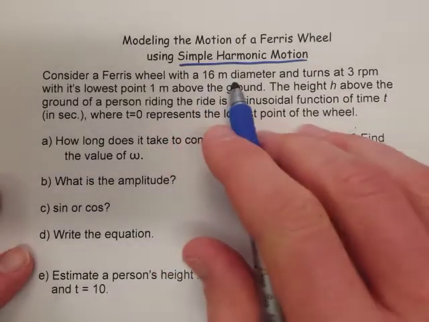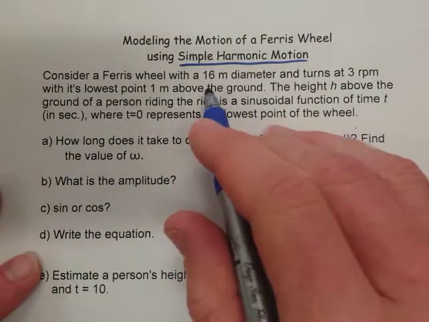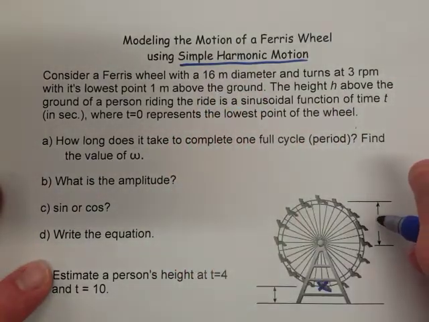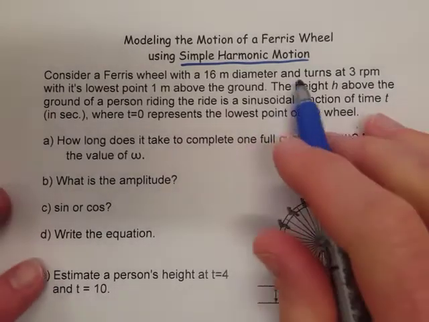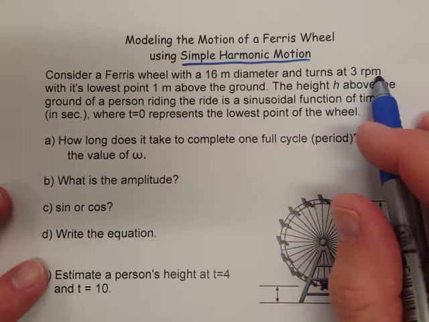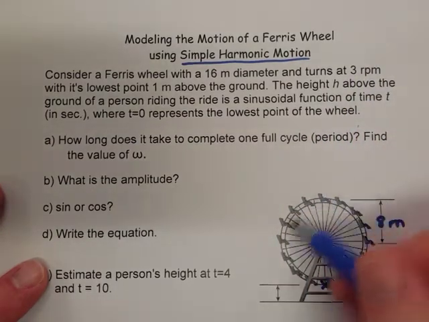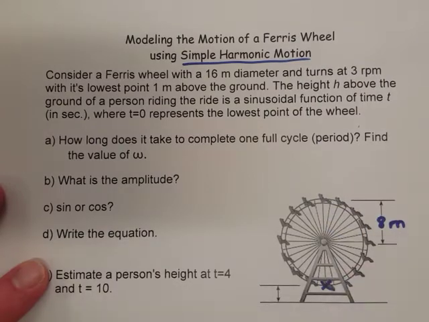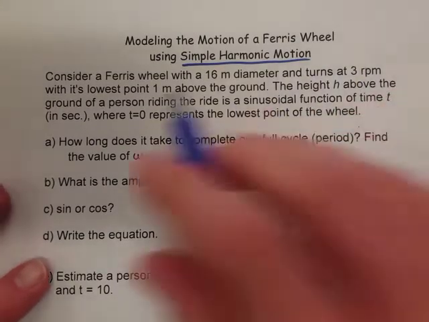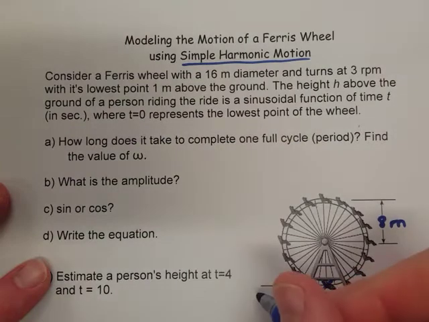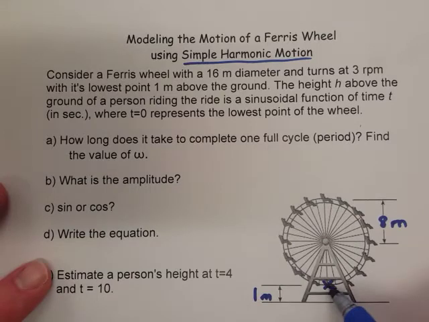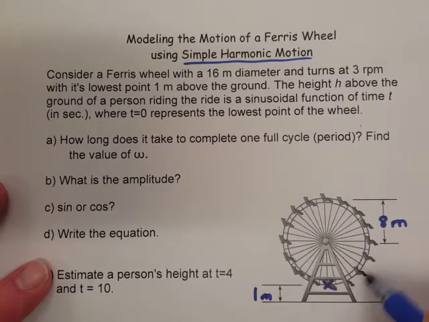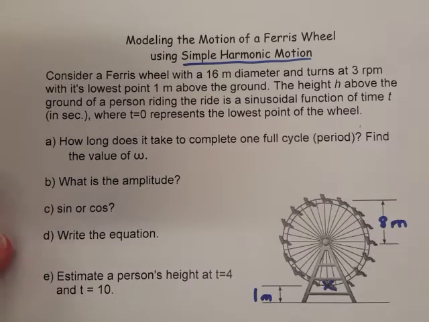Consider a Ferris wheel that's 16-meter diameter. Well, if that's a 16-meter diameter, that means that the radius here is 8 meters. It turns at 3 revolutions per minute, so 3 complete revolutions around the circle in 1 minute, or 60 seconds, with its lowest point 1 meter above the ground. All right, so that is right here, 1 meter. So you're going to get on 1 meter before the ground. It's a good thing too, because if you didn't get above the ground here, it'd be scraping the ground. We don't want to scrape the ground with the Ferris wheel.